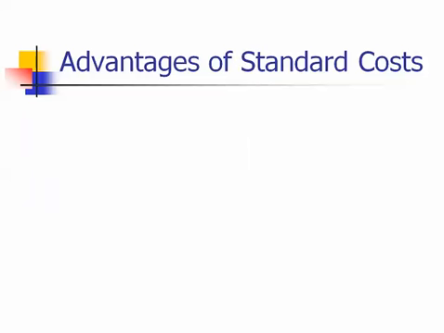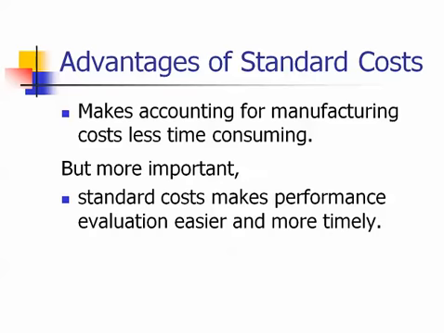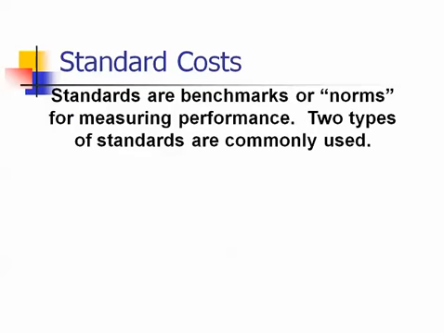One advantage of using standard cost is that it makes the process of accounting for manufacturing costs less time-consuming. But an equally important use is that standard cost makes performance evaluation easier and more timely. What are standard costs? A standard is a benchmark or norm for measuring performance.